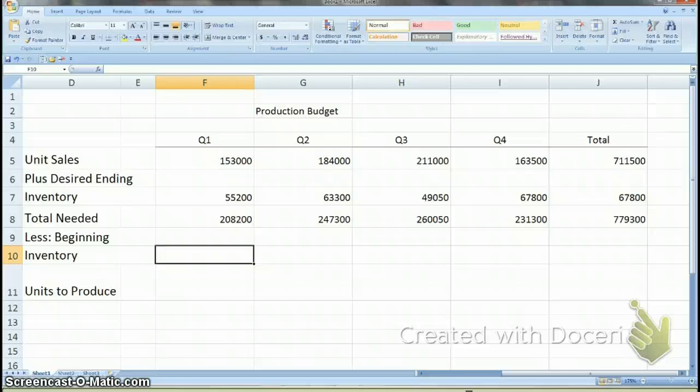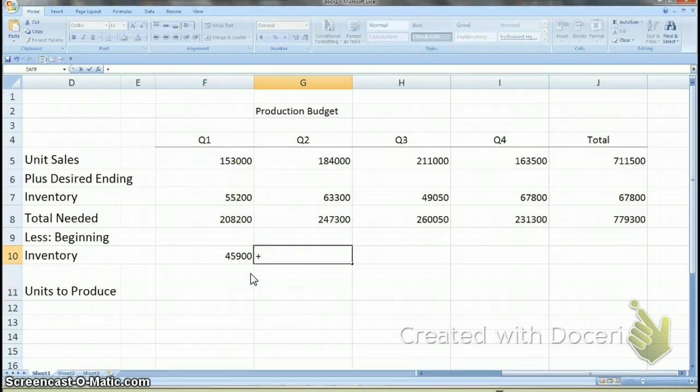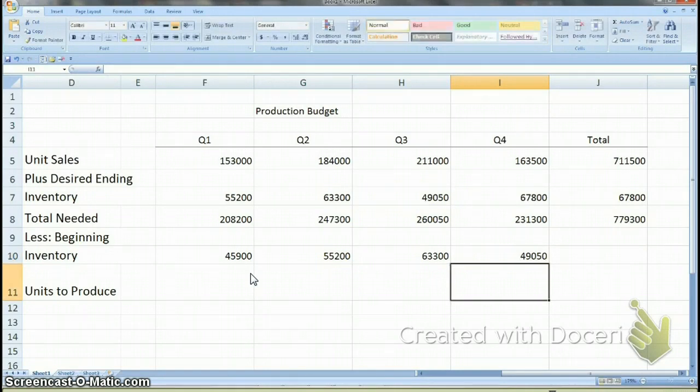The fourth quarter of the previous year would have been calculated by multiplying our quarter one sales, which is right here, by 30%. And that is what we're going to use as our beginning inventory, which ends up being 45,900. Now for quarter two, you can use the same calculation, which would be multiply 184,000 by 30%, but you've already done that calculation. The ending inventory in quarter one is the beginning inventory of quarter two. You know that it's 55,200, and then you would use that number. So beginning quarter two inventory is the same as ending quarter one. Beginning quarter three is the same as ending quarter two. And beginning quarter four is the same as ending quarter three.